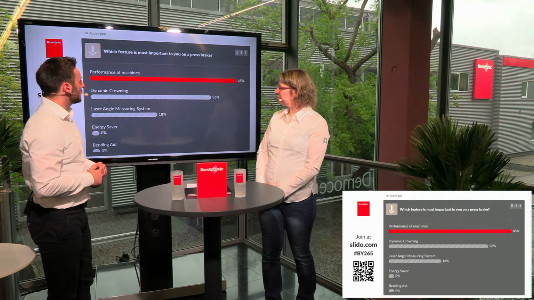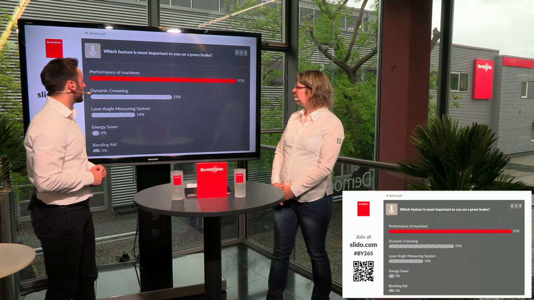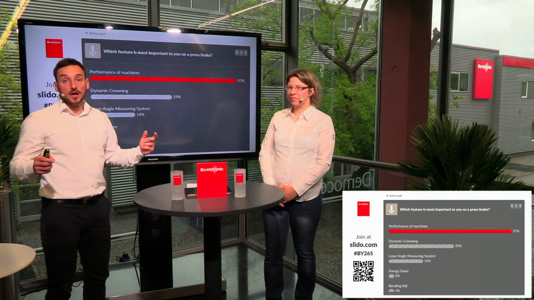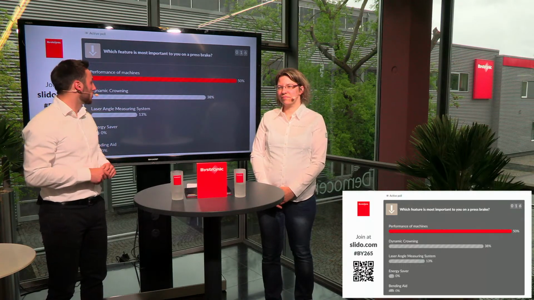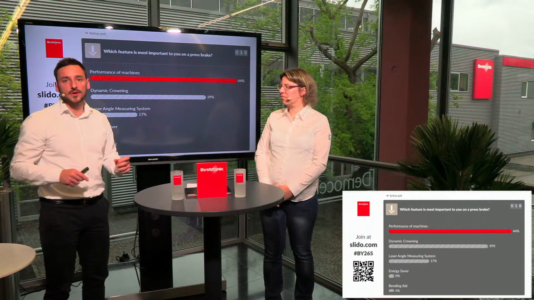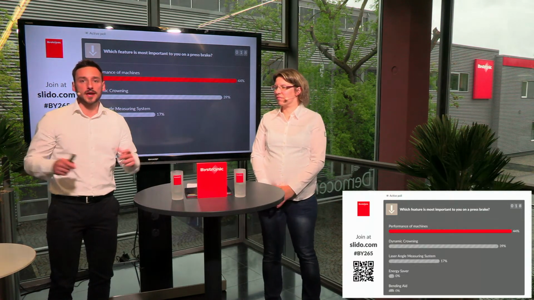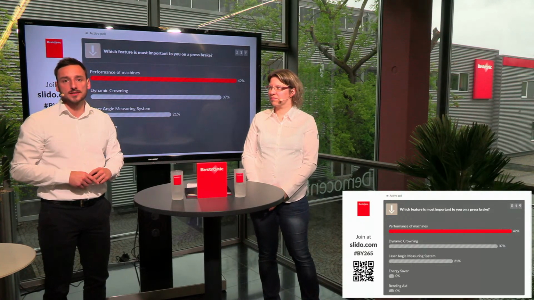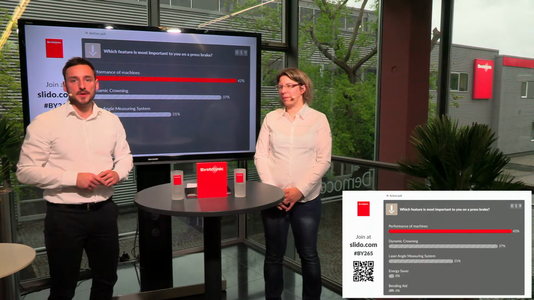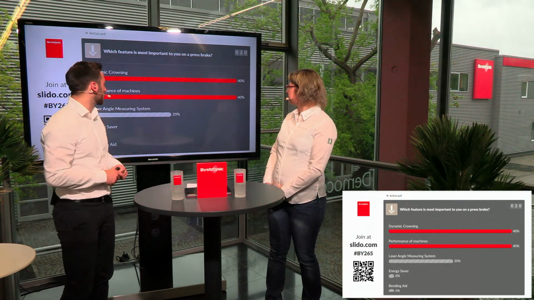So we already have 11 votes now, and we can see that the performance of the machine is very important for you. Also good to know this, because we have our Xpert Pro flagship in different variations. We have a classic version, we have a performance version, and we have a dynamic version, which is the fastest version of our press brake, where we reach the highest bending speed and also approach speed.